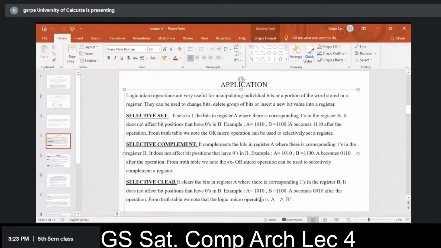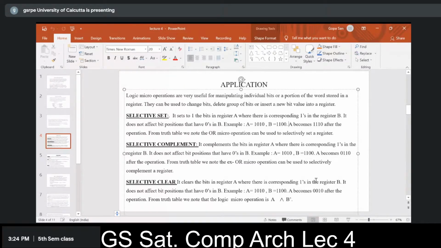So A is equal to 1010 and B is 1100. Then if selective clear is executed, what will be the new content of A? These two bits 10 will remain the same and these will be changed to 00. So A will be 0010 after the selective clear operation.